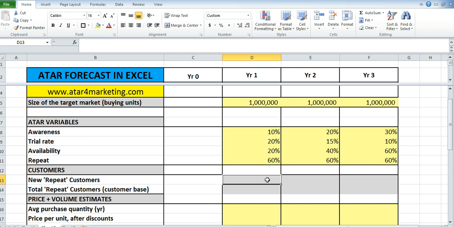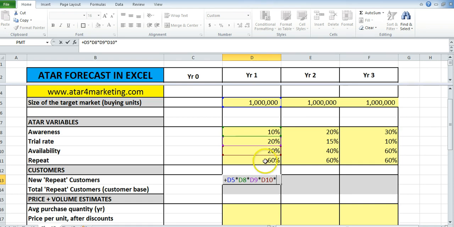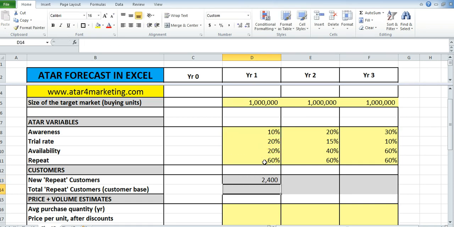Okay, now I have enough information to work out how many customers we have. So how many customers do we get in that year? It's the number of potential customers times how many people are aware, times how many people are willing to trial, times what proportion of people can find it in the store, and then multiplied by the repeat customers. That's all I'm interested in. What's my customer base going to be? And I can just drag that across, copy that formula.